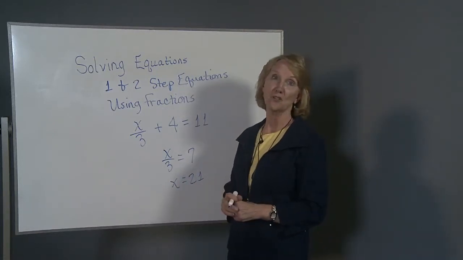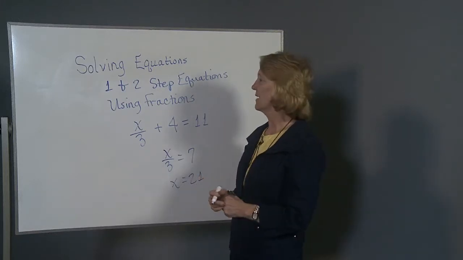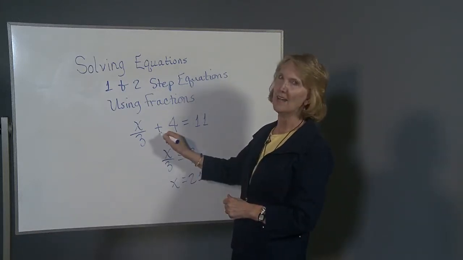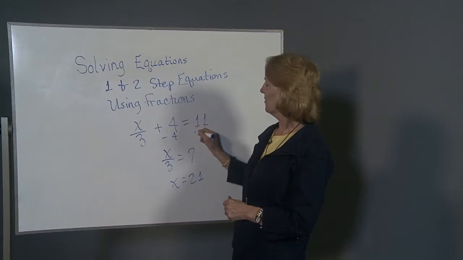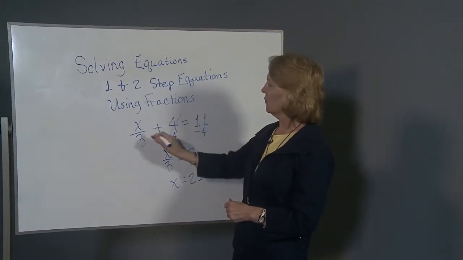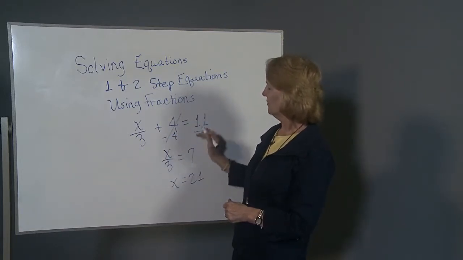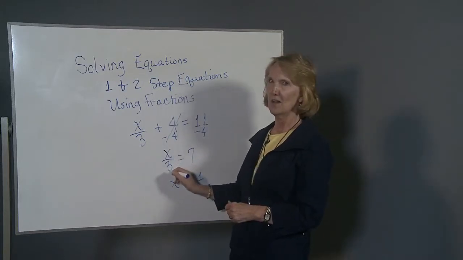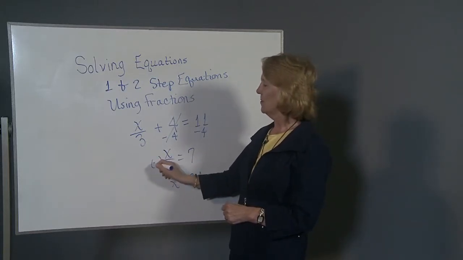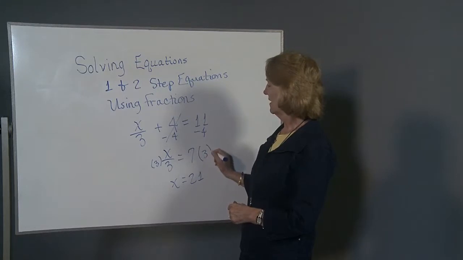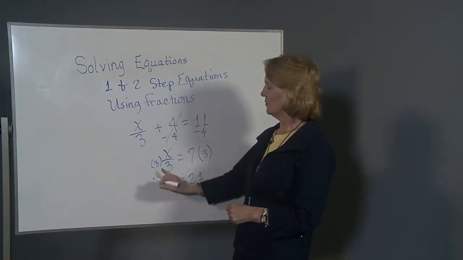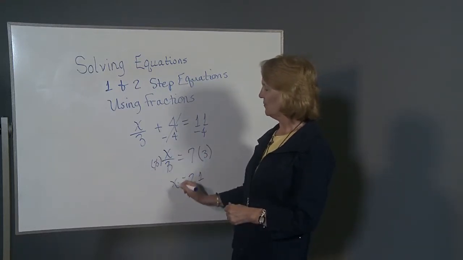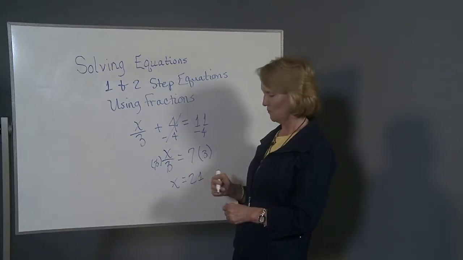Now let's go back and show your work that your brain was automatically doing. How do you undo adding 4? Subtract 4. These go away, we get x over 3 equals 7. How do we undo dividing by 3? Multiply by 3. 7 times 3 is 21. This 3 cancels that one. We get x equals 21.